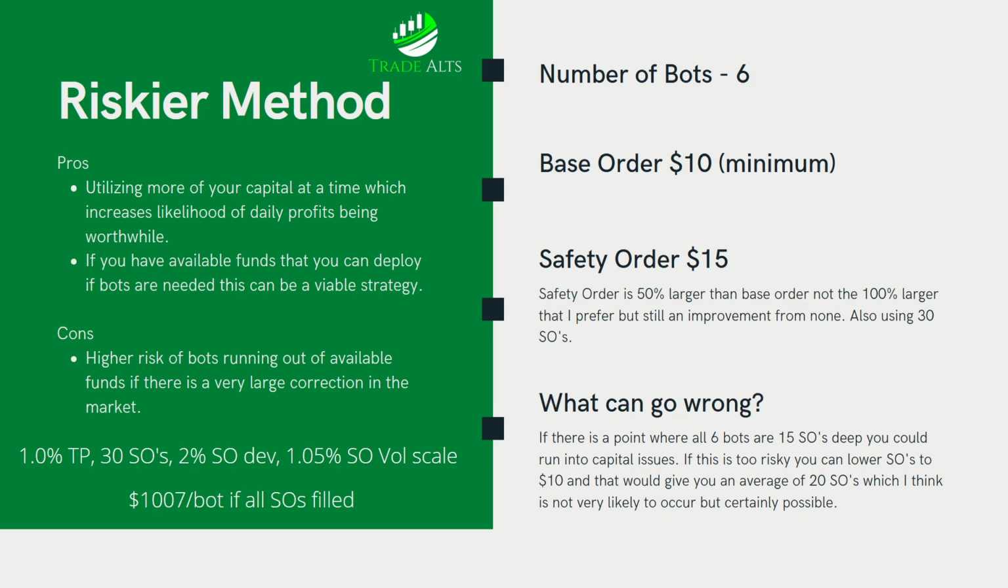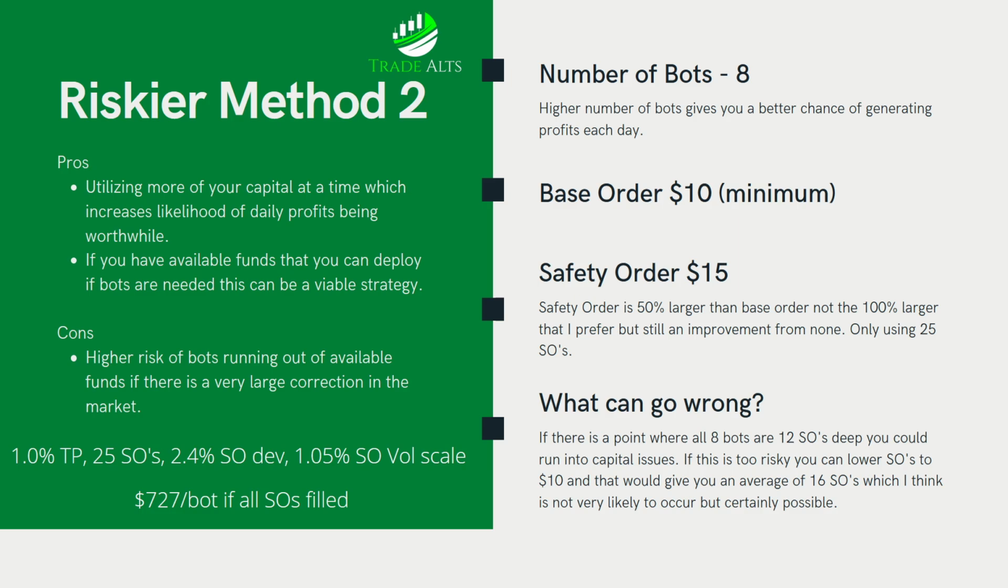If you're taking less profit per trade, but your risk is dropped, there's less risk, I'd say that's probably a better idea. 30 safety orders. Safety order deviation 2% and 1.05% safety order volume scale, which is the same. And this is literally my settings except my take profit is 1.5. And then if every safety order was filled, you would need $1,007 to cover all of your safety orders being filled.